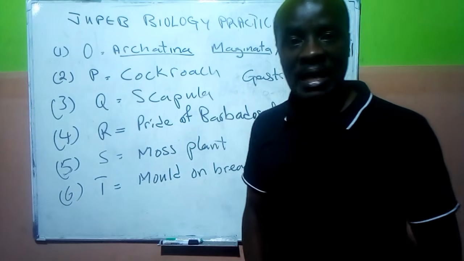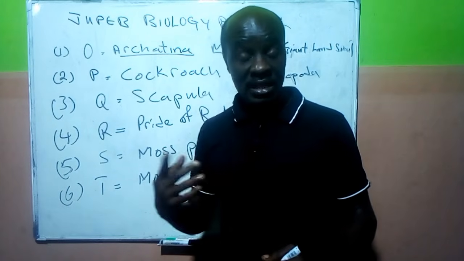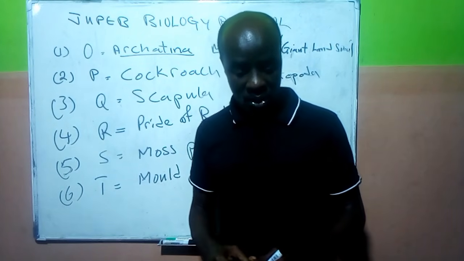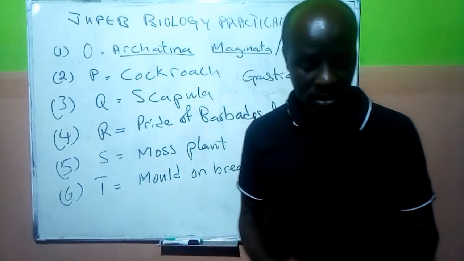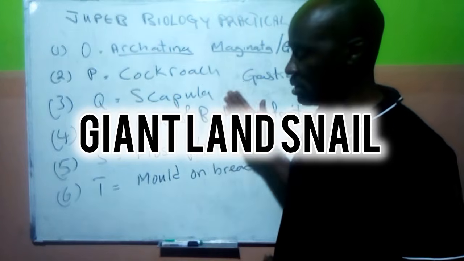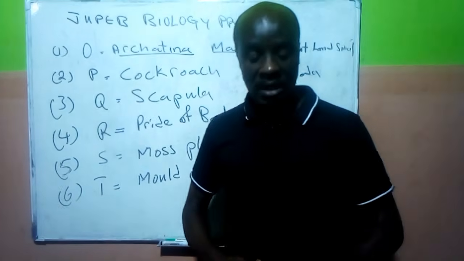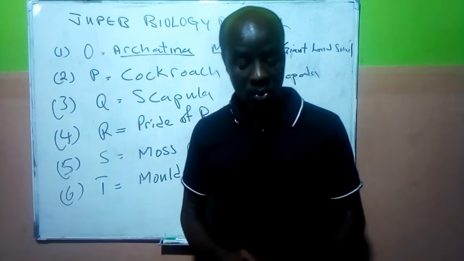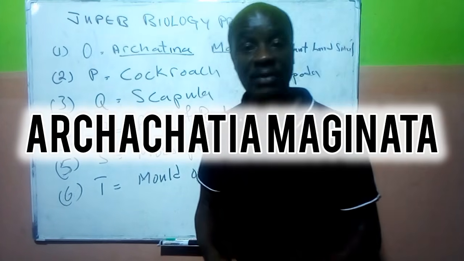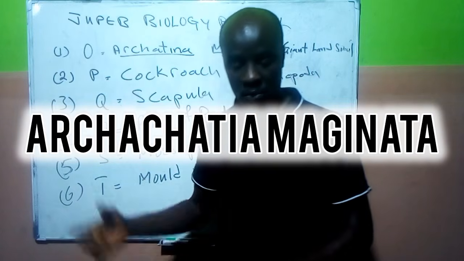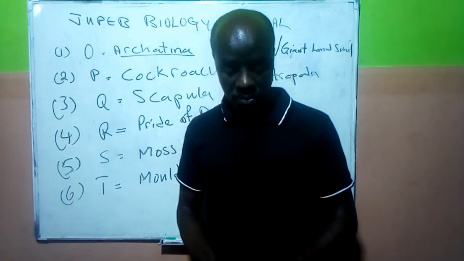The first thing you are likely to be expecting there is the identification. In the identification, you are to identify it. Identifying simply means you will be naming it. Then you can name it, which is giant land snail, and then the scientific name, the zoological name, which is Achatina magnata. It will be a kind of added advantage if you're able to name it.